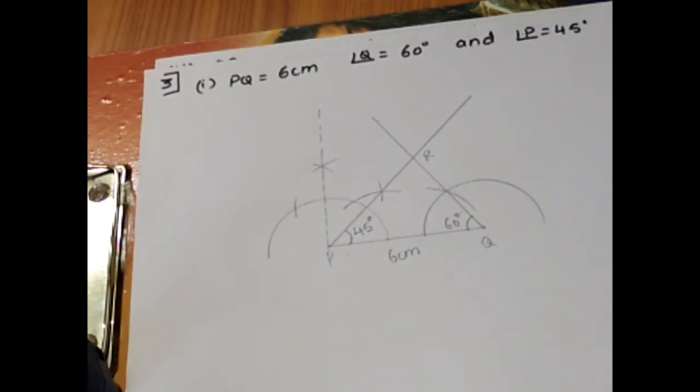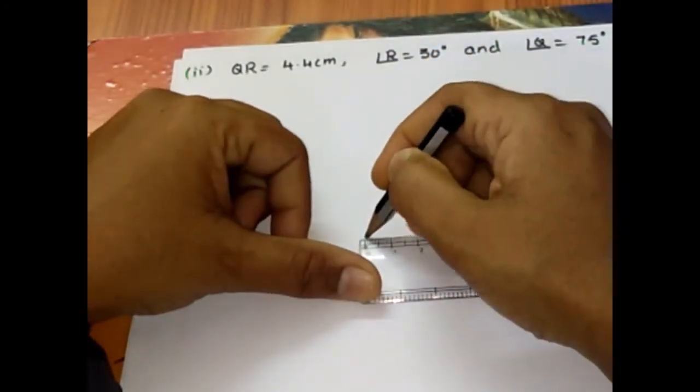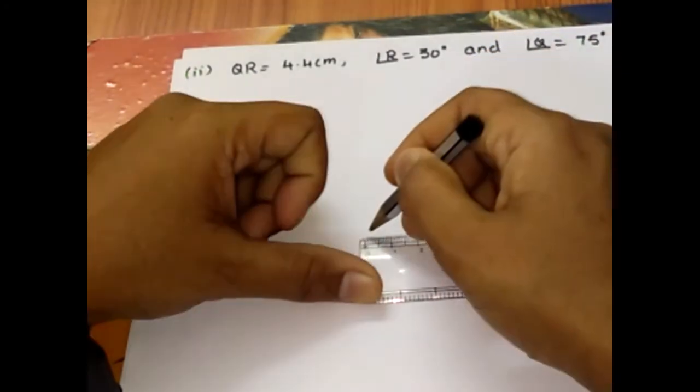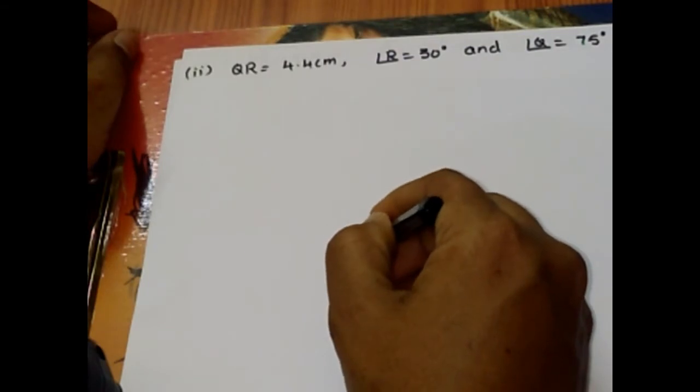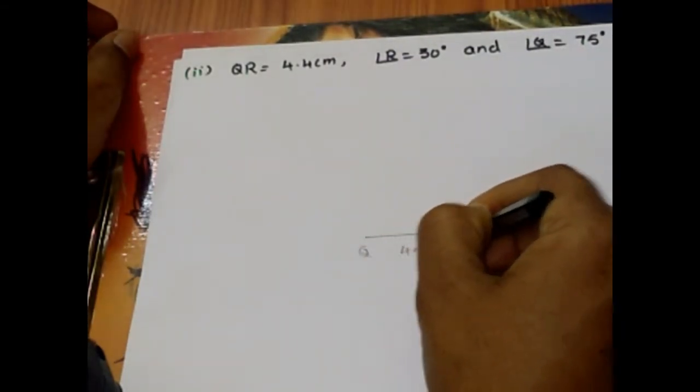So second problem: QR is given as 4.4 centimeter, R is 30 degree and Q is 75 degree. So let us have the baseline first. QR is 4.4 centimeter. 4.4 is 4 lines after 4. Okay, this is Q, this is R, measure is 4.4 centimeter.